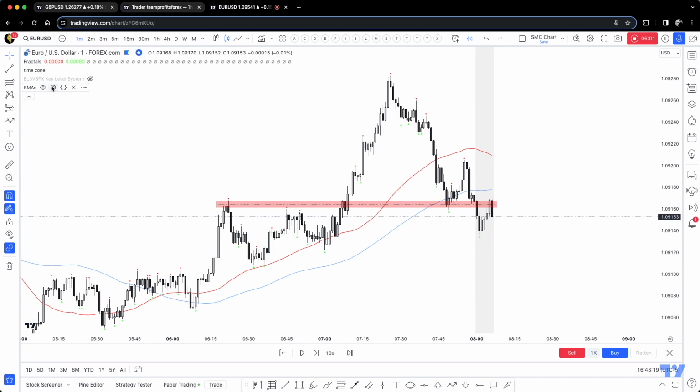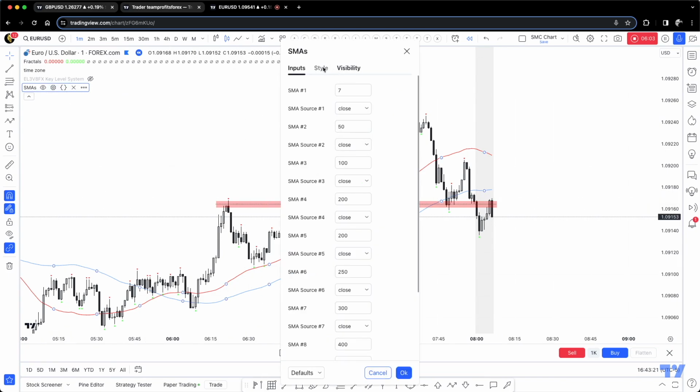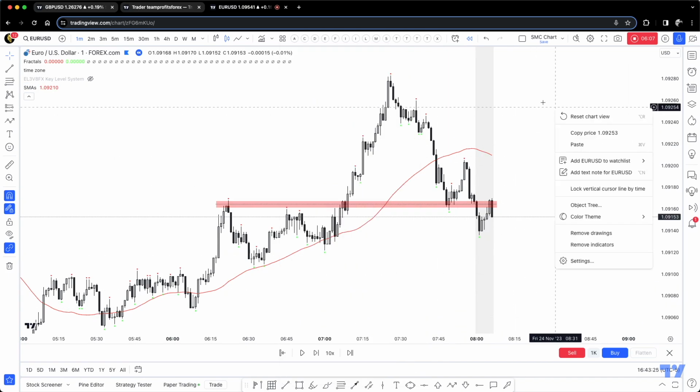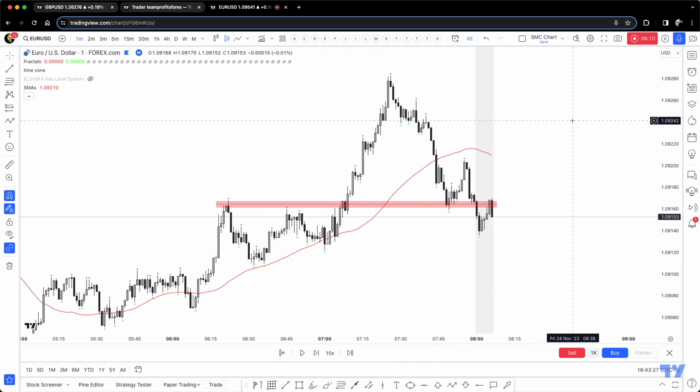So you see what I'm getting. If you don't want to have the 200 or 100, you just want to have the 50, it's fine. It's more than enough. That's literally all you need. You don't want to fill up your chart with the 20, 50, 200, 300, 600. You don't want to have 4, 5, 6 moving averages on your chart.